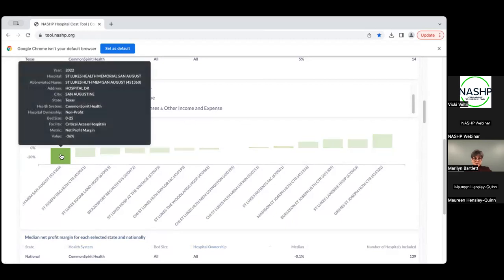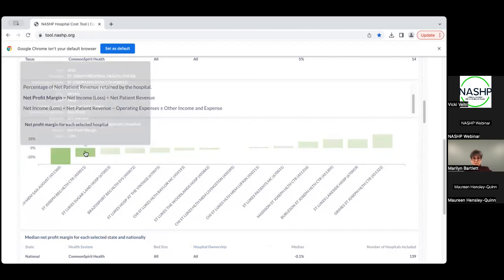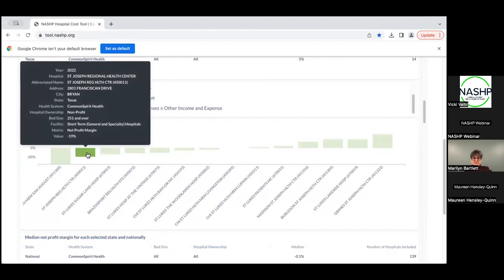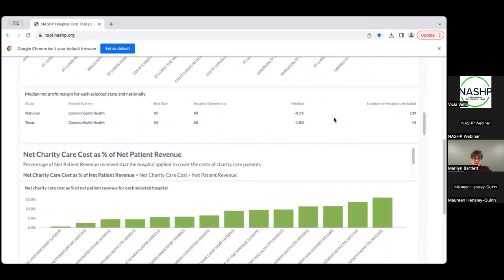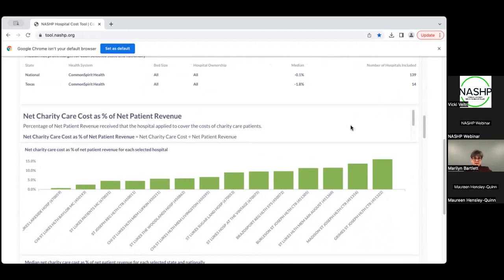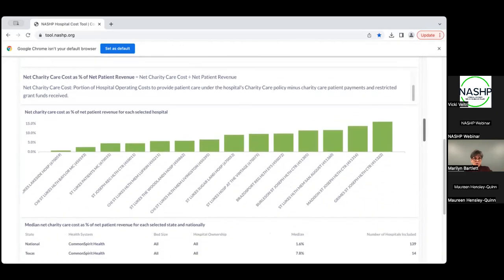Now, this was the hospital I wondered about. It was a 36% loss. It is a small hospital that probably you'd want to look into. This St. Joseph's Regional Hospital, this is our hospital. And I wanted to point it out to you here, the loss on that. Here they are nationally compared to this. And again, you can put in different years. I put in 2022.